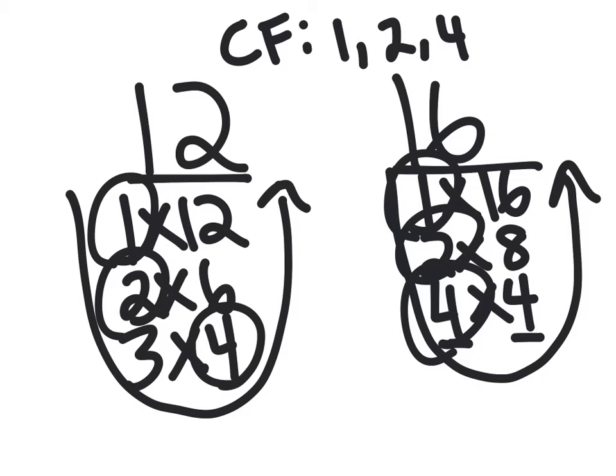Now, the next one is what's known as the GCF, which you can think of as, it's kind of in its name. It is the greatest common factor. Well, between 1, 2, and 4, what's the greatest number? What's the biggest number? Well, in that case, it is 4. So the greatest common factor between 12 and 16 is going to be 4.